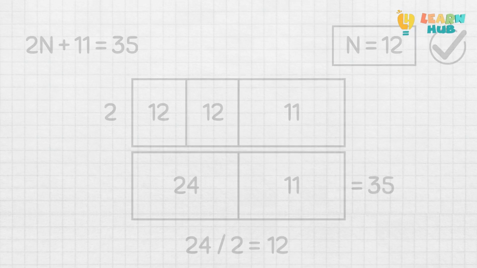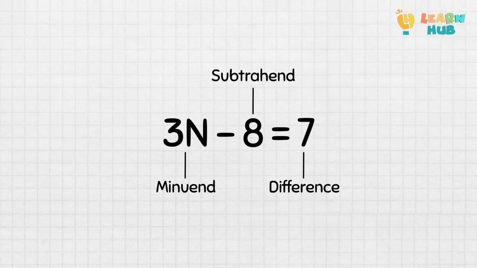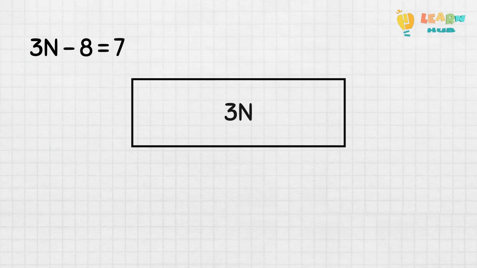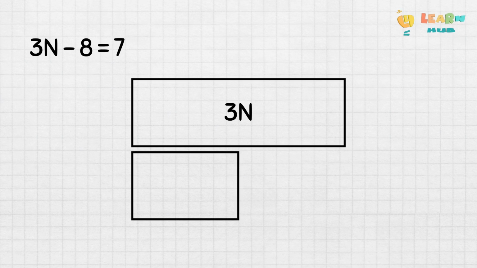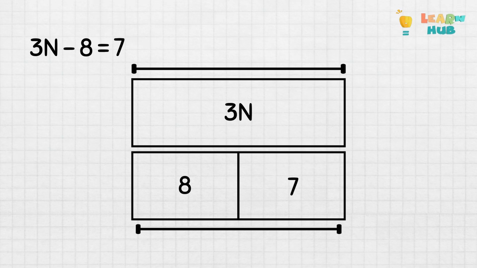Let us now try to answer this. Find the value of n in 3n minus 8 equals 7. Take note that you have your minuend 3n, your subtrahend 8, and the difference is 7. Let us draw a bar for the minuend 3n. Then below it, proceed to draw a bar to represent the subtrahend 8 and the difference 7. Note that the length of 3n must be equivalent to the length of the two bars at the bottom.